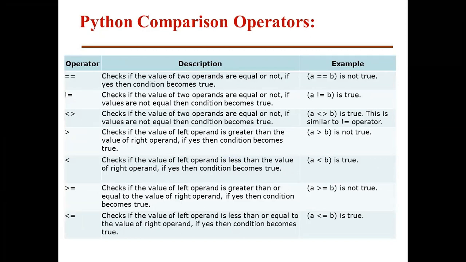The equal to operator checks whether the values of two operands are equal or not. If yes, then the condition becomes true. We can assign the values and check it. The not equal to operator, exclamation mark equal to, checks whether the values of two operands are equal or not. If the values are not equal, then the condition becomes true.